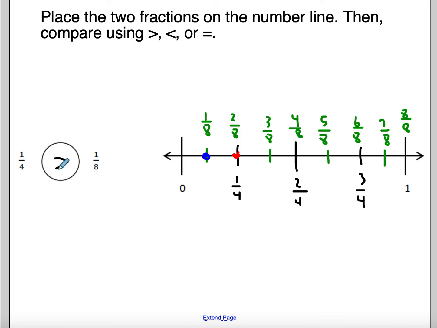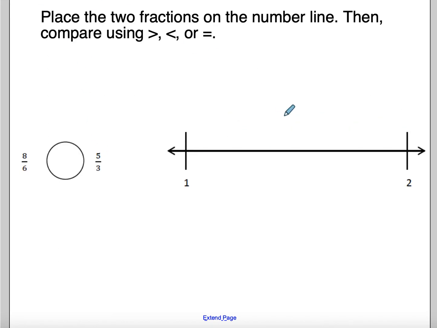So I'm using the greater than symbol because again I'm reading from this way to this way. 1/4 is greater than 1/8. It's further away from 0 than 1/8 is. So each jump for an eighth is much smaller than each jump for a fourth. That's why 1/4 is greater than 1/8.